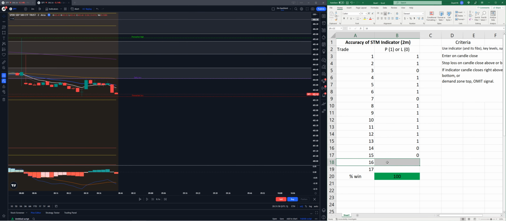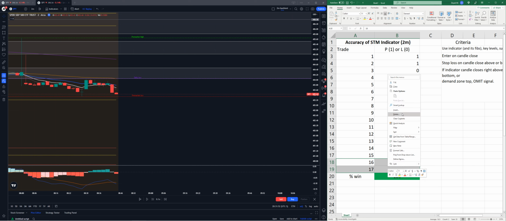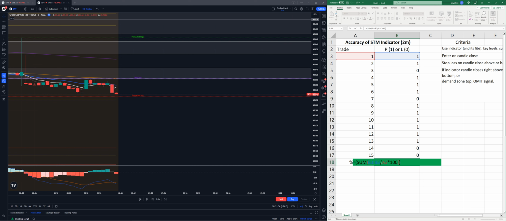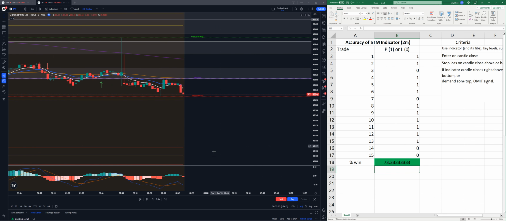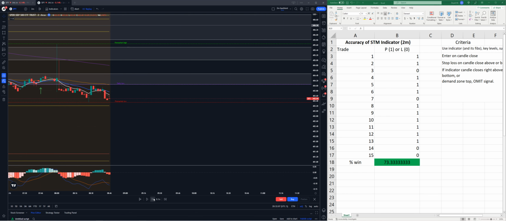I'm curious to what we're at right now, so let me just delete these two. I have a feeling it's not going to be that good, but let's see. 73%, it's not bad. Okay, let's continue and see what we get.